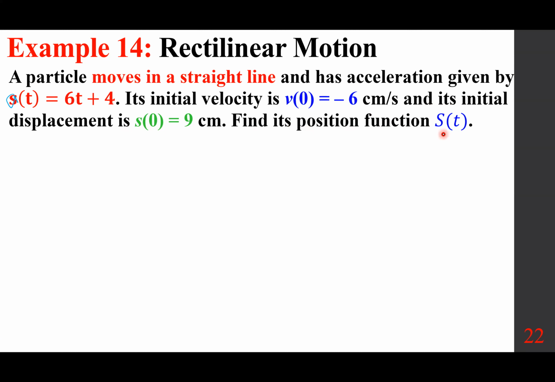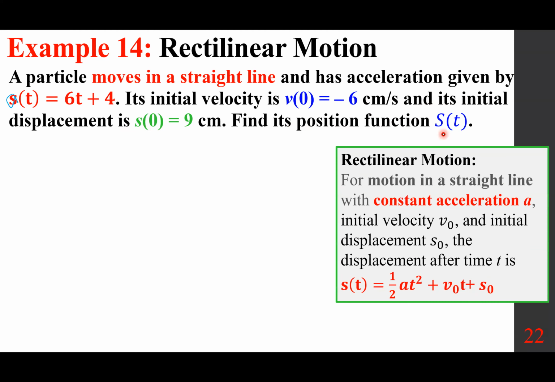So first of all, reminding everybody what we learned in physics, a rectilinear motion, or motion in a straight line with constant acceleration a, initial velocity v sub 0, and initial displacement s sub 0, the displacement after time t is given as s of t equals 1/2 a t squared plus v0 t plus s sub 0. That would be if we happen to have a constant acceleration motion in a straight line.